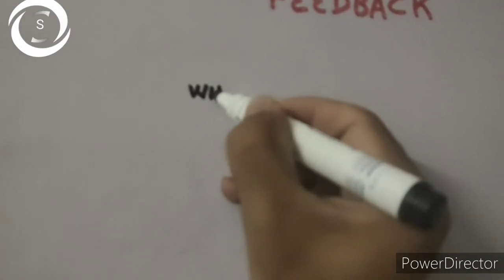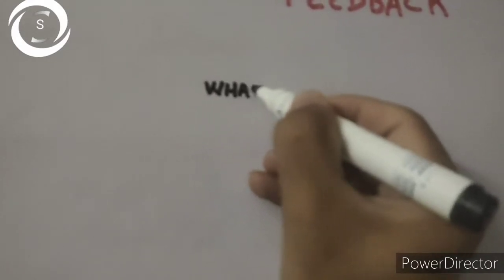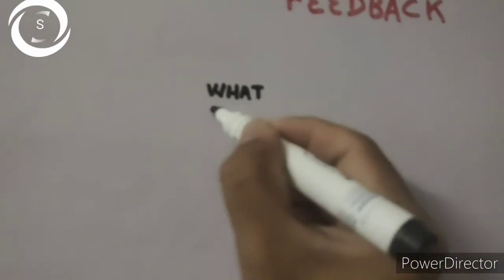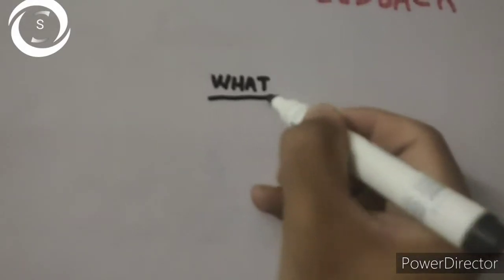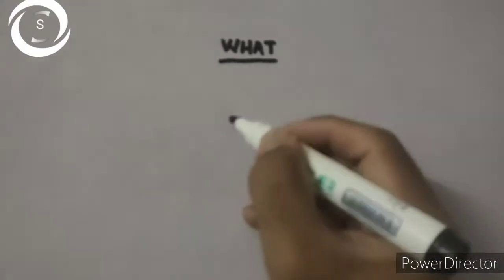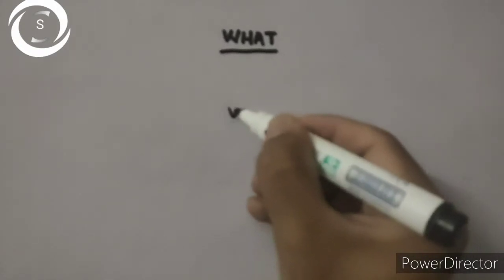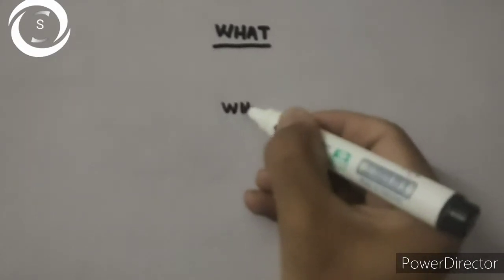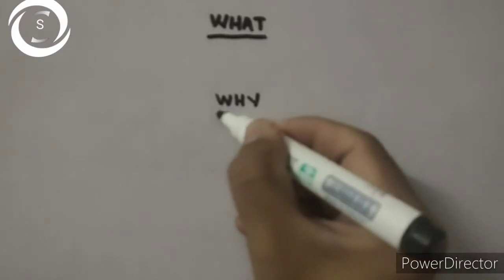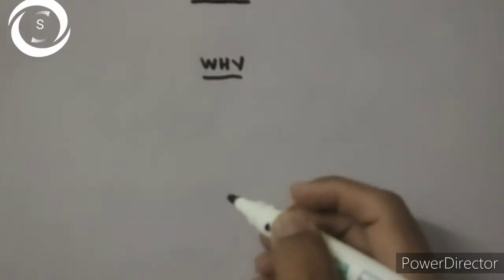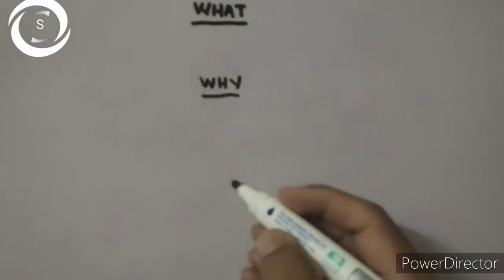So what is feedback? It is a process of sharing observations, concerns and suggestions with another person. In other words, when a teacher critically observes the learner's performance, appreciates a good step and identifies the weak step with the aim to improve the performance in future, that is called feedback.